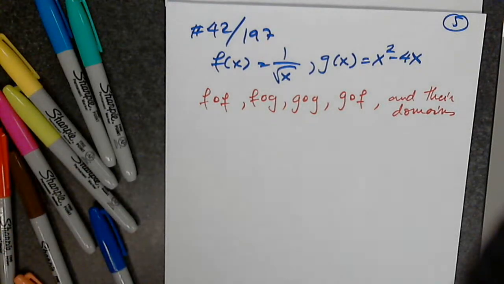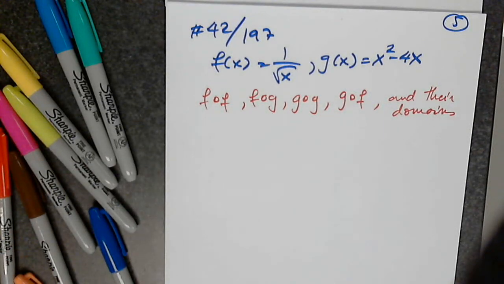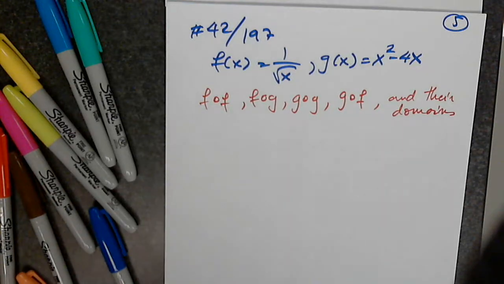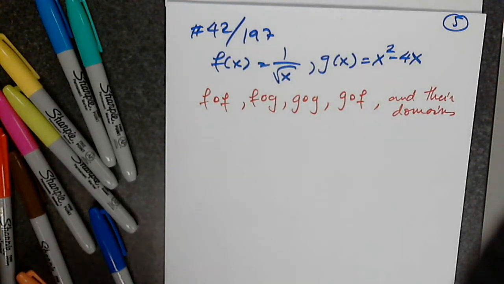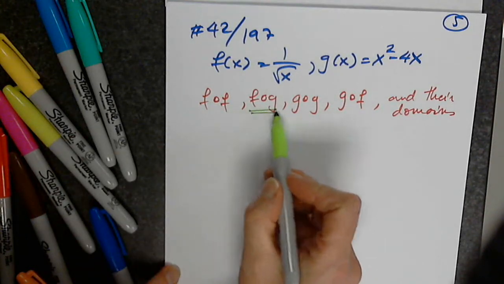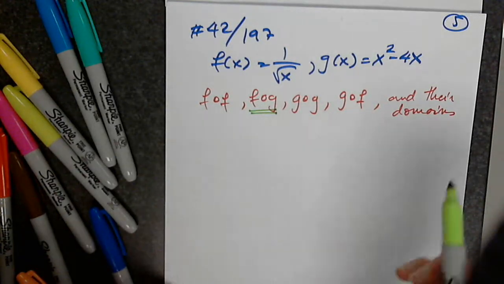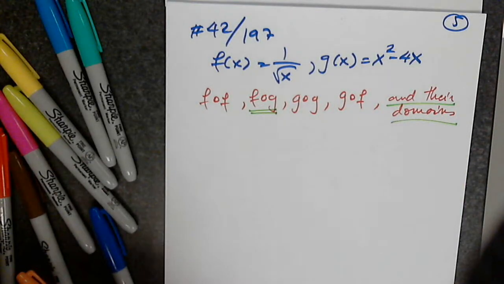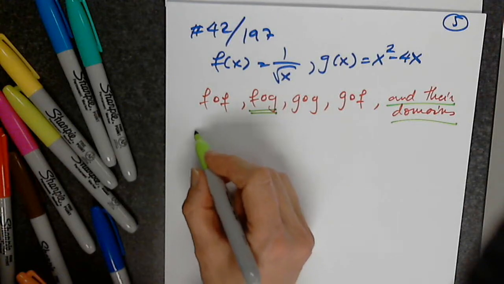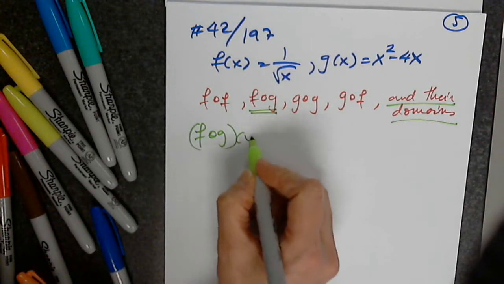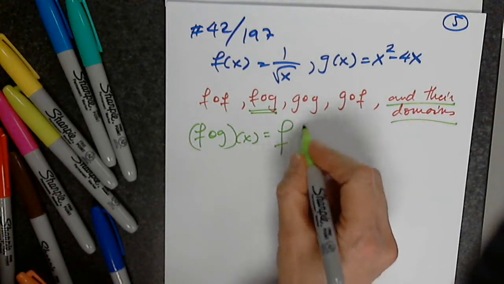Okay, so let's choose one and its domain. I recommend f∘g. I agree, and its domain. Okay, perfect. So by definition, f∘g is f of g of x.